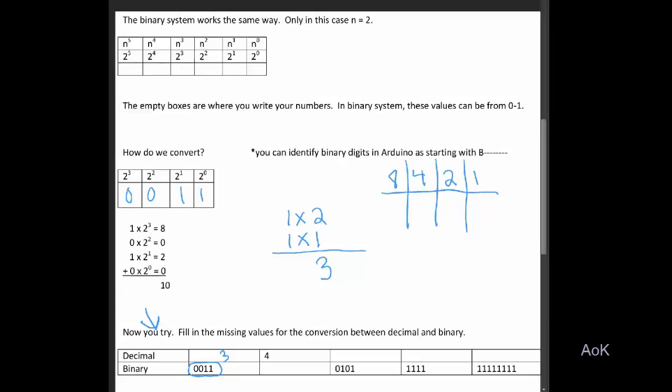Take a look at the number that you're trying to convert. The number right now is 4. Is 4 greater or less than 8? It's less than 8, which means there's not going to be any number in the position for 8, so we fill that in with a 0.